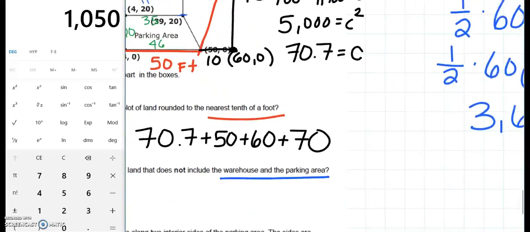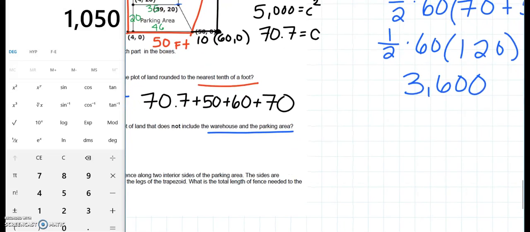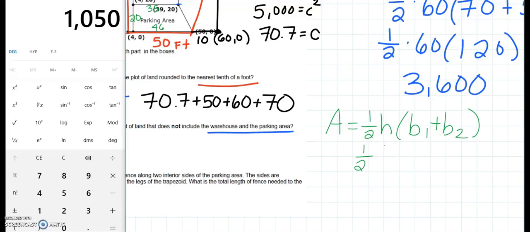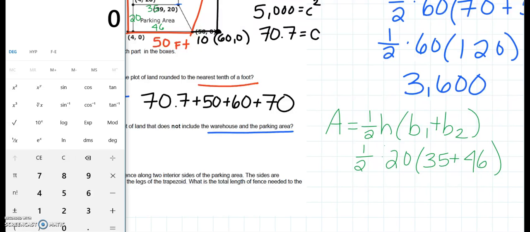Now let me work out the area of the parking area. So I'm going to have area equals 1/2 times the height times base 1 plus base 2. 1/2 the height of 20 times base 1, let's say that's the top, 35, plus base 2, which is 46. Let's work this out in the calculator. 35 plus 46 equals 81. Times that by the 20, your height, then divide it by 2. So 810 is the area of the parking area.